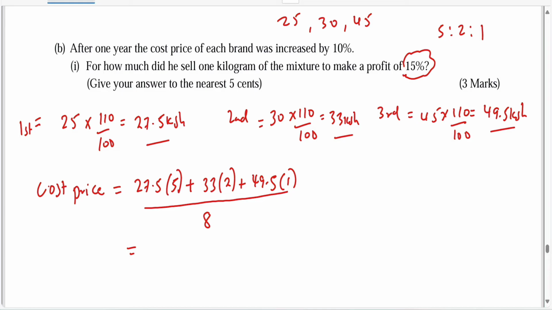So 27.5 times 5 plus the 33 times 2 plus 49.5 times 1, na itatupa 253. So 253, remember ni per kg, so usikoroge. So ni 253 cost price yote, lakini per kg itakuwa ni divide by 8. Ukidivide by 8 hiyo jibu itakupa 31.625 Kenya shillings. So that's the cost price.